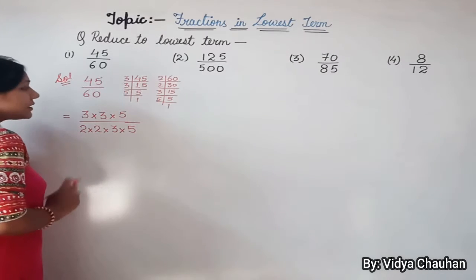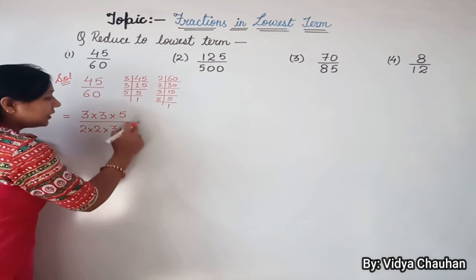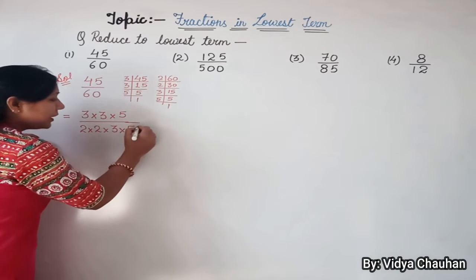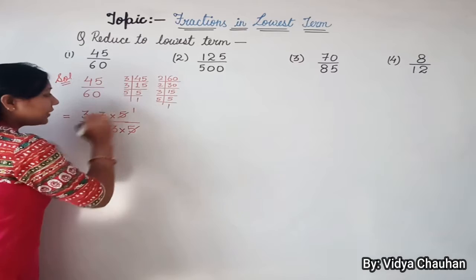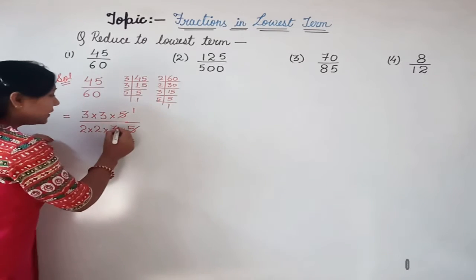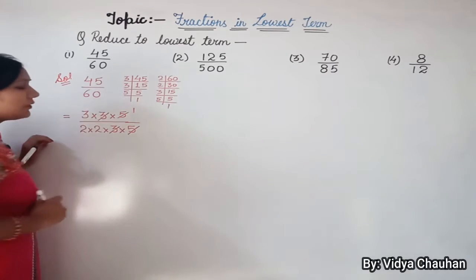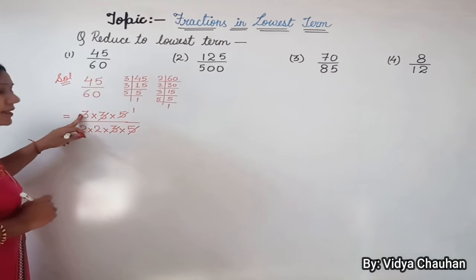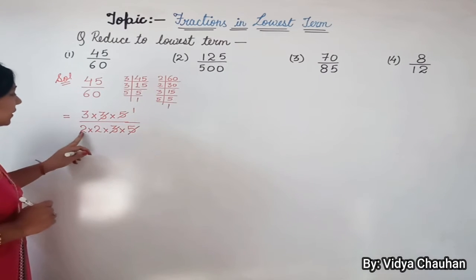Now it's time to simplify the term. As you can see here, 5 and 5 are the same. So 5 divided by 5, the answer is 1. So 5 cancelled with 5. One of the 3s cancelled with 3. Can we cancel this 3? No. And similarly these two.